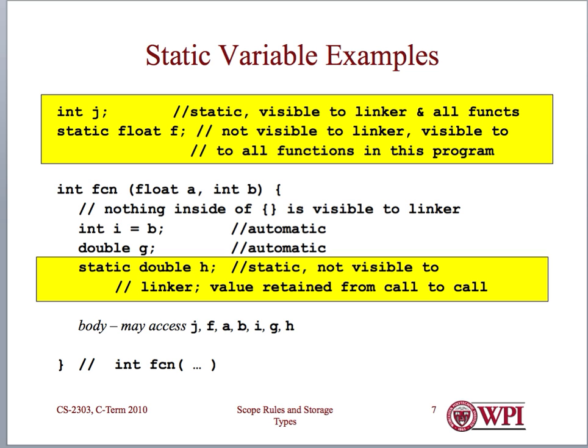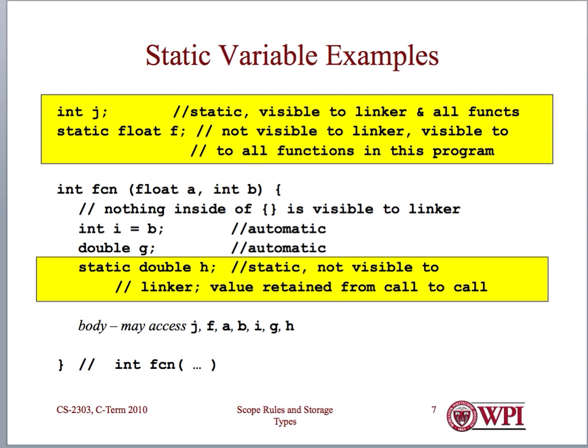So here's an example of declaring a static outside of any function or anything. Static float f. Now int j is also essentially static, and in effect it's a global. And notice it says it's visible to the linker and all functions. So if this were in a particular .c file, j would be visible to all functions in that file, and potentially, if we declare it properly, could be visible to functions in other C files that are going to be compiled or linked with the C file in question.